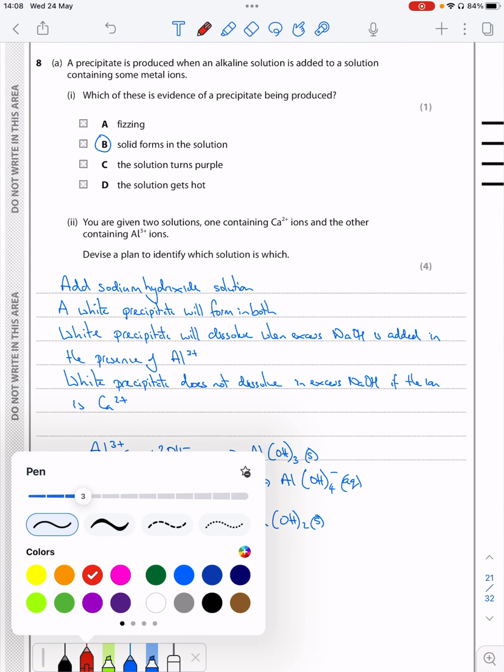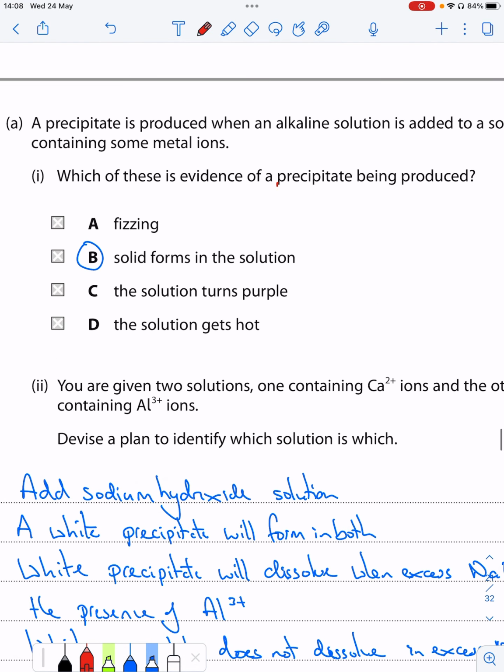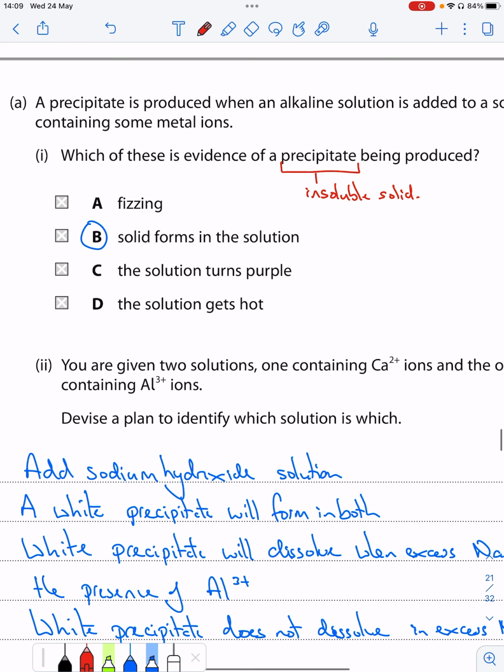Okay, so this question here, first thing is precipitate. Remember, this means it is an insoluble solid. That's our definition for a precipitate. So we need to talk about here the solid forms in the solution is the only one that matches that.